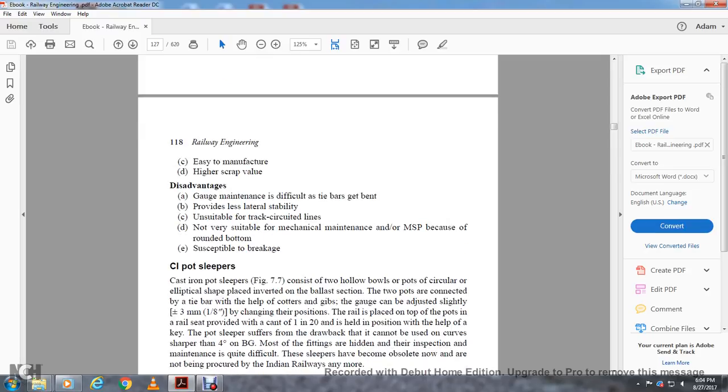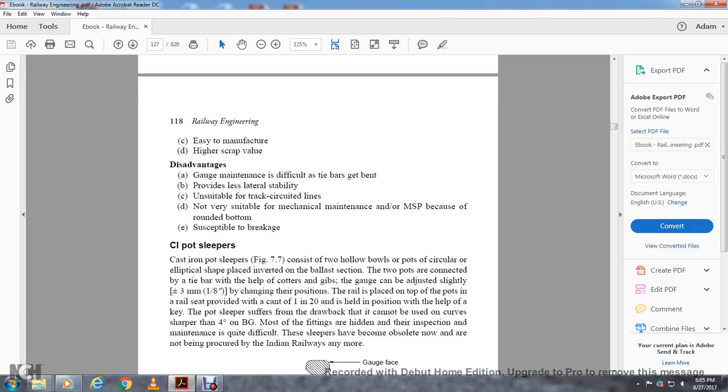The rail is placed on top of the pots, with the rail seat provided with a cant of 1 in 20, held in position with the help of the key with the pot of the sleeper. A drawback is that the cant cannot be used on curves sharper than 4 degrees on broad gauge. Most of the plating is hidden, so inspection and maintenance are quite difficult. These sleepers have become obsolete now and are not produced in Indian Railways anymore.